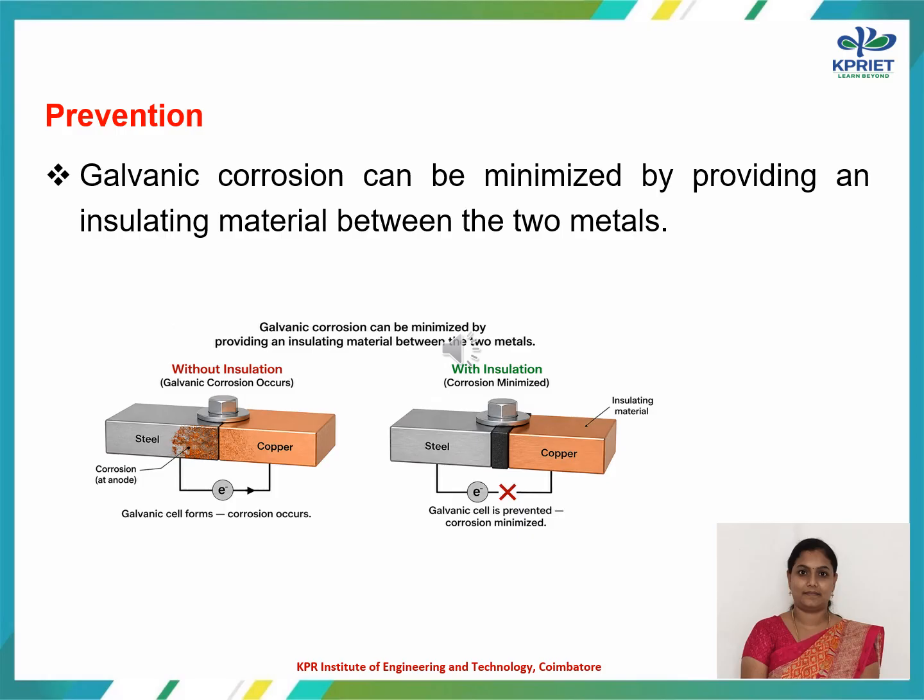Here in this picture, it is explained that in the image on the left-hand side, there is no insulation between the steel and the copper. So there is a maximum probability for the metal to undergo galvanic corrosion. Whereas in the image on the right-hand side, we have a rubber insulation between the steel and the copper, that is, the anode and the cathode. Here the galvanic corrosion is prevented by providing an insulation between two different metals.